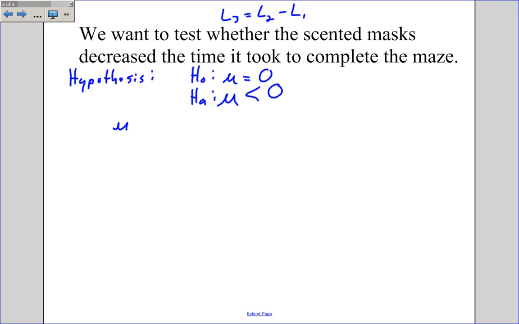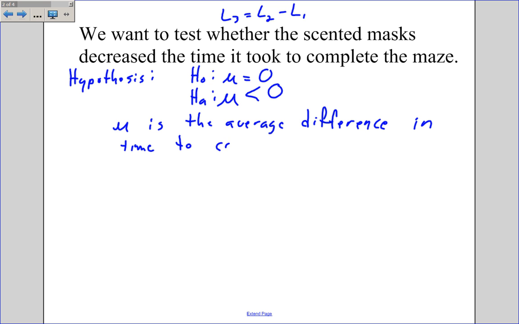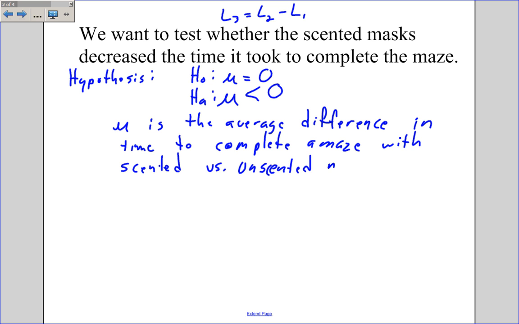Now we have to define mu. Mu is the average difference in time to complete a maze with scented versus unscented masks. Difference is a key word to have here.